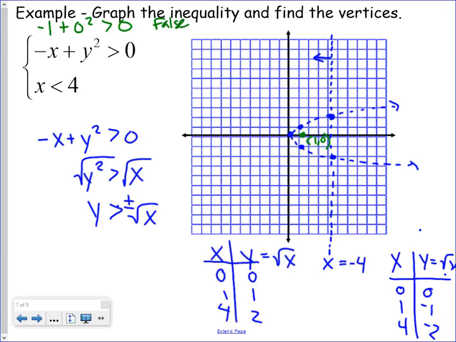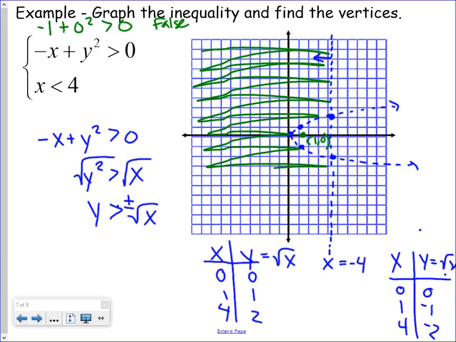And remember, you're shading outside the parabola. You're shading to the left of the line y equals x. Or sorry, x equals 4. So then we have this shading. Don't go in your parabola. Stay outside the parabola. Shading on the outside.